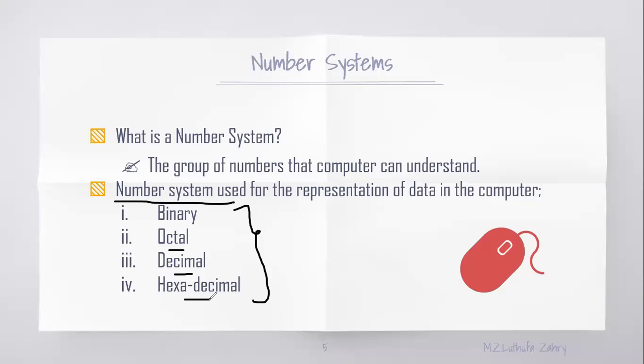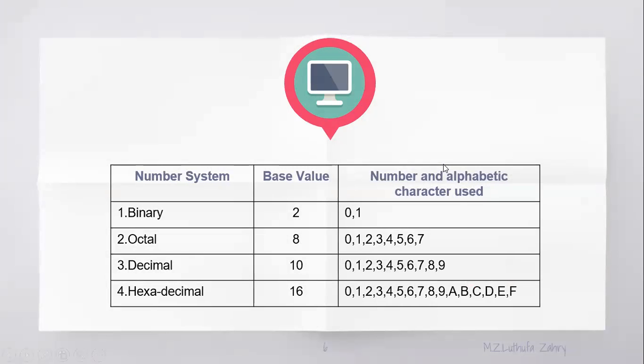So it looks like a large unit, but the content inside is very little. If you know the conversions and all, then you can completely do the questions. I said solid marks. Okay, so these are the four number systems that we have: binary, octal, decimal, and hexadecimal. And we are going to see the base value and the numbers used in each number system.